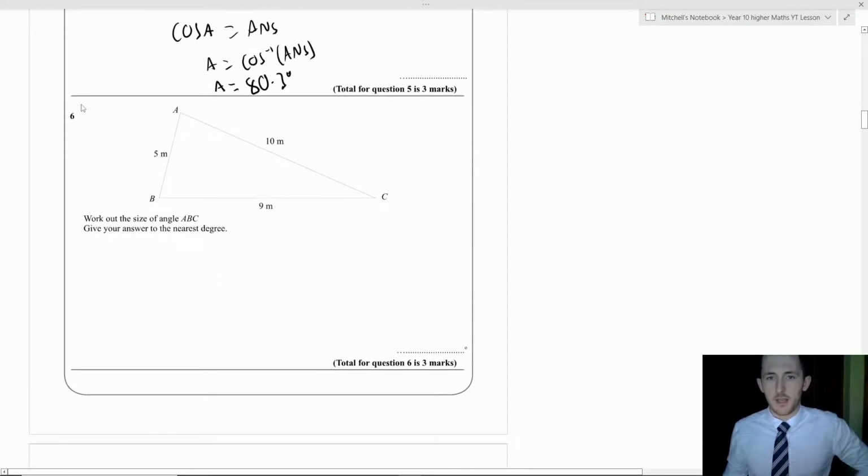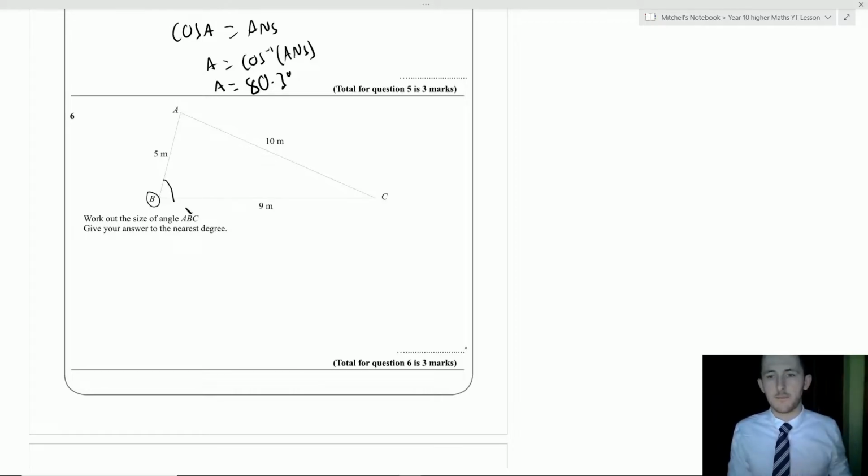So, question 6. They give us 3 sides, so that means we have to use the cosine rule because we don't have any angles for the sine rule. And they want us to work out the angle ABC. If you remember, the second letter is the one where the angle actually is. So we're looking at this angle here, and that's ABC.